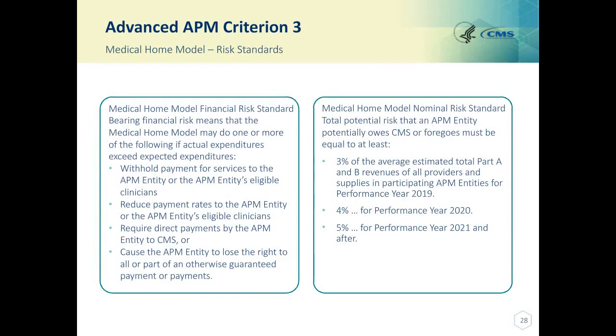Again, regarding the medical home model financial risk standard, bearing financial risk basically means that the medical home model may do one or more of the following if it's an actual expenditure model and it exceeds expected expenditures: withhold payment for service to the APM entity or the APM entity's eligible clinicians, reduce payment rates to the APM entity or the APM entity's eligible clinicians, require direct payments by the APM entity to CMS, or cause the APM entity to lose the right to all or part of the otherwise guaranteed payment or payments.